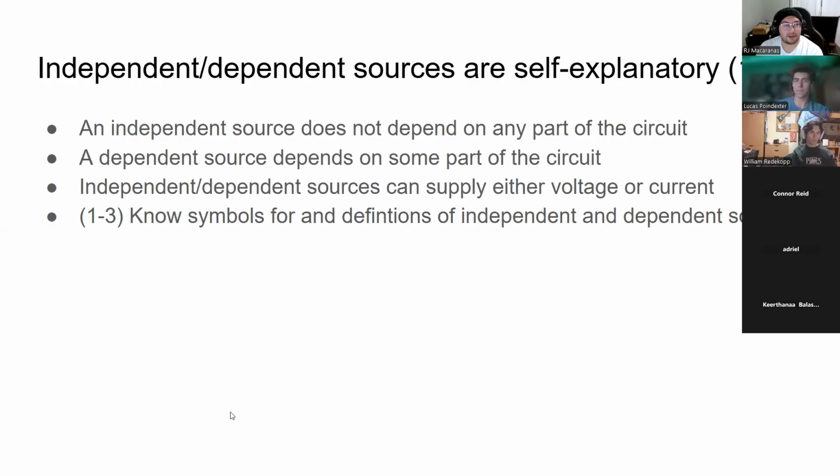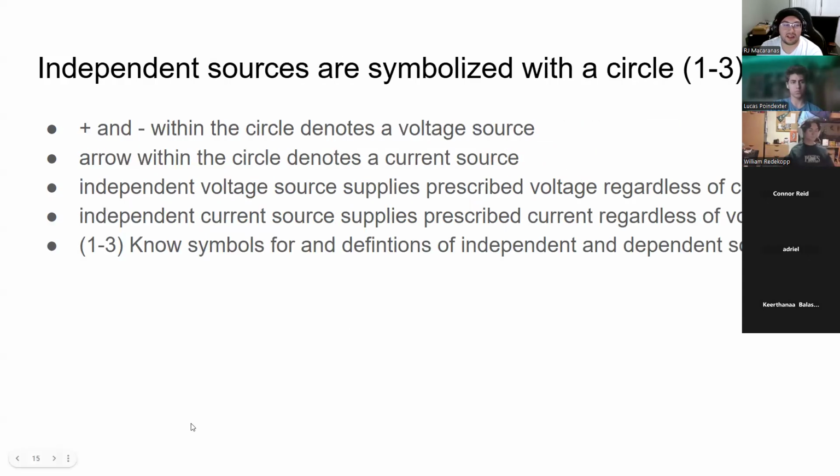But yeah, so now we're talking about independent and dependent sources. They're pretty self-explanatory. An independent source does not depend on anything in the circuit. A dependent source does, right? And these sources can supply either voltage or current. They're a perfect thing that doesn't really exist, but it makes our analysis easier. And it's a good abstraction, at least to get a first cut at trying to understand what's going on in a circuit.